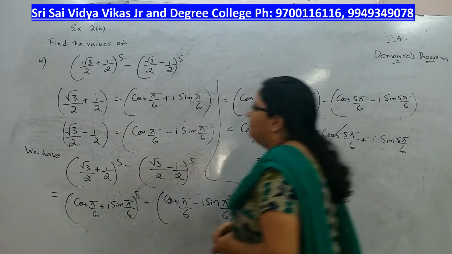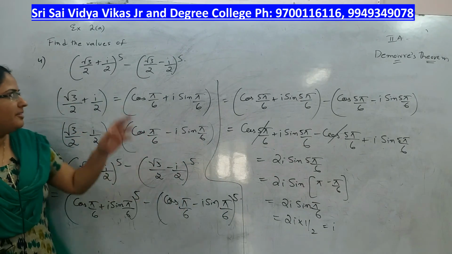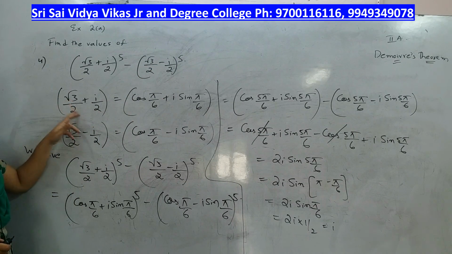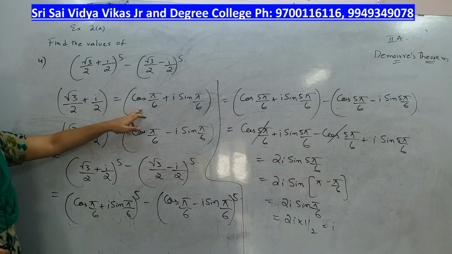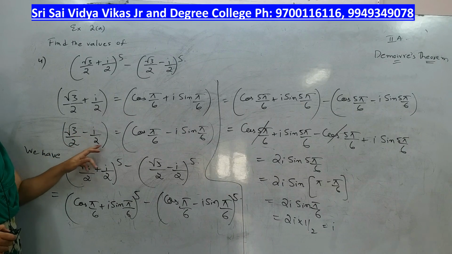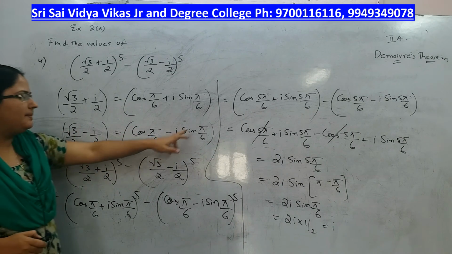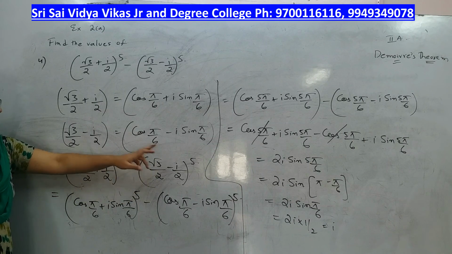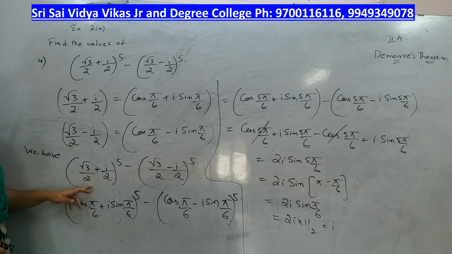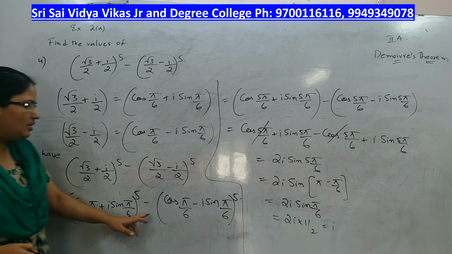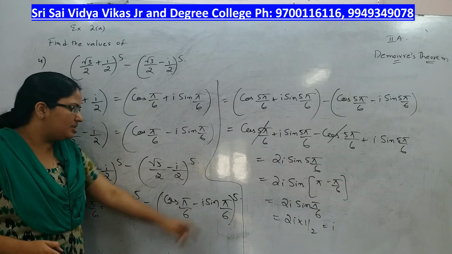Next problem, we have root 3 by 2 plus i by 2 whole power 5 minus root 3 by 2 minus i by 2 whole power 5. Root 3 by 2 plus i by 2 can be written as cos pi by 6 plus i sin pi by 6. Root 3 by 2 minus i by 2 can be written as cos pi by 6 minus i sin pi by 6. Now this can be written as cos pi by 6 plus i sin pi by 6 whole power 5 minus cos pi by 6 minus i sin pi by 6 whole power 5.